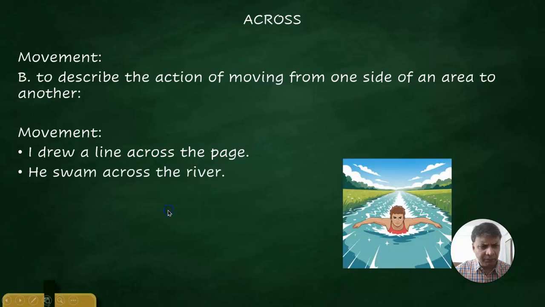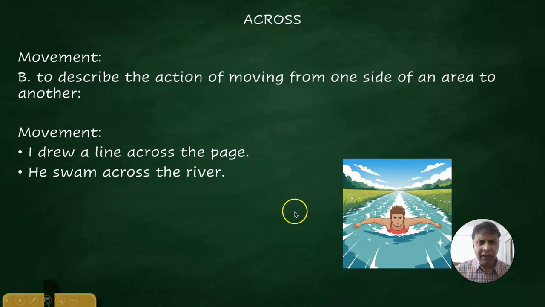Let's take a second example. He swam across the river. That means from one side of the river to another. In this photograph, you can see this is one side and that's the other side. So this person swam from one side of the river to another, which means he swam across the river, right? So that is the second meaning of the word across. You have one with position and you have one with movement.